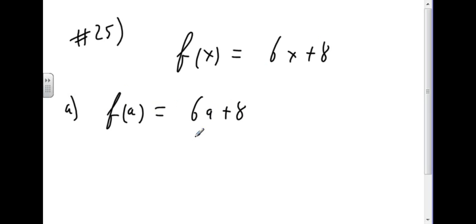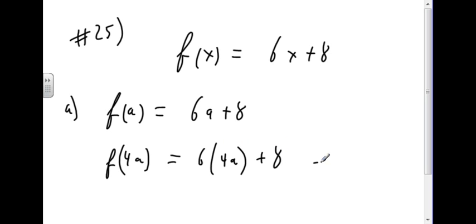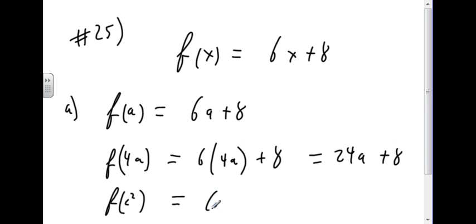I want f of 4a. 6 times 4a plus 8. 24a, 24a plus 8. F of c squared. What is c, by the way? F of c squared. 6c squared plus 8.